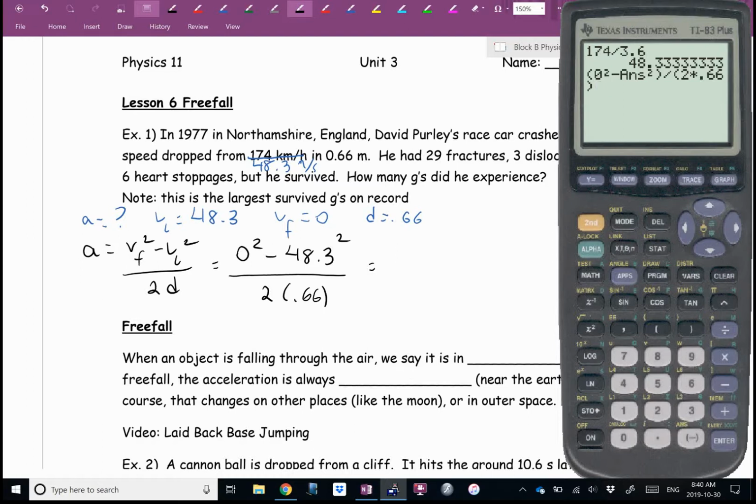Y'all got it? Are we going to get a positive acceleration or negative acceleration here? Is that going to freak me out? No. He's definitely slowing down. And I get negative, you know what? We're going to round up for him. Negative 1,770. He's earned it.